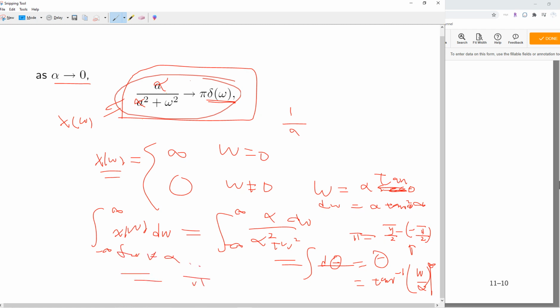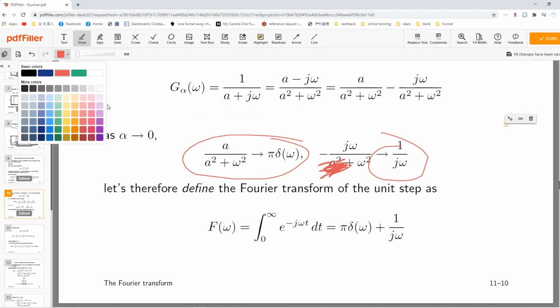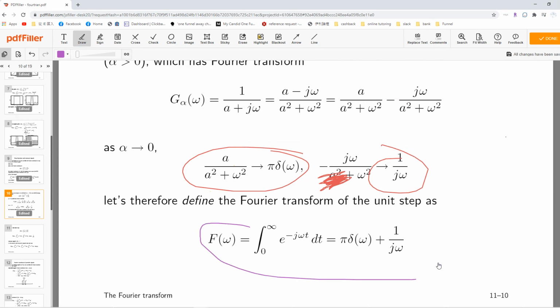That means this function has exactly the same properties as the delta function. So this is pi delta omega. So this is the trick. Okay, so you put it in and you get this. So this is basically our answer. Maybe you need to remember this.